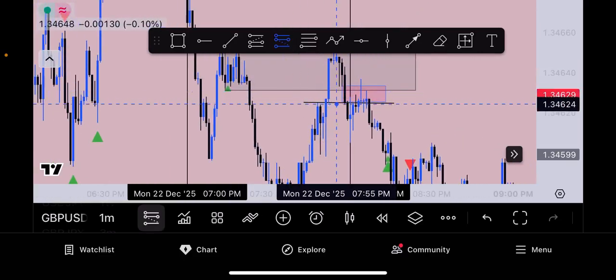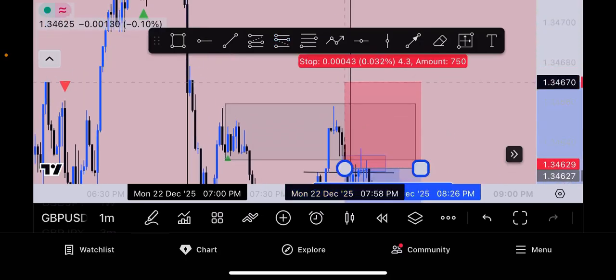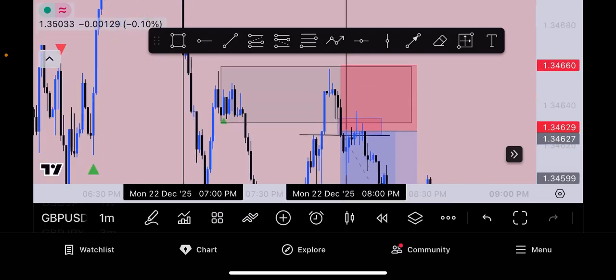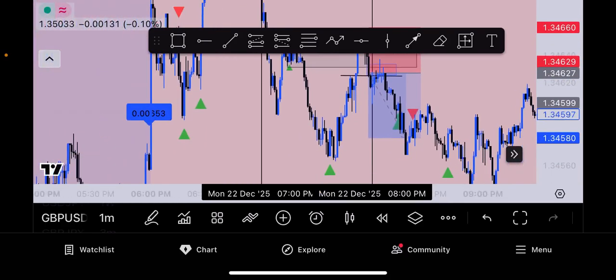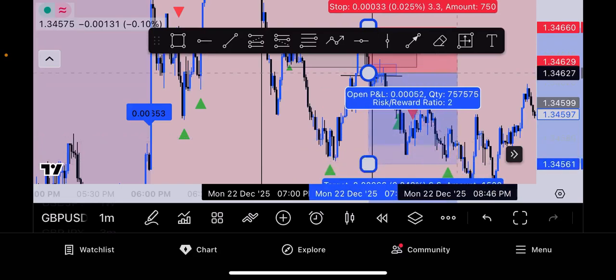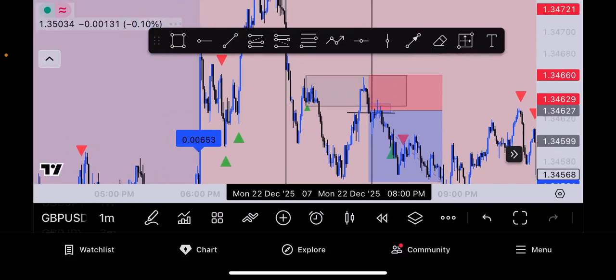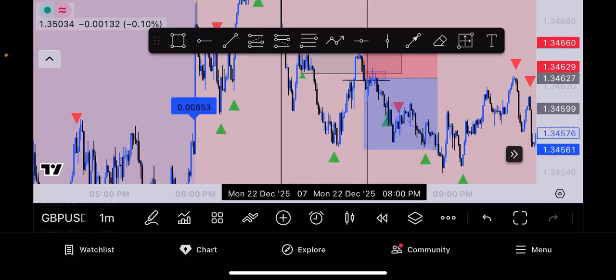So just take your sell at the fair value gap. You place a stop loss above the major area, then you target the last low, which is probably a 2RR trade. Okay, so that is how we take trades with this strategy.